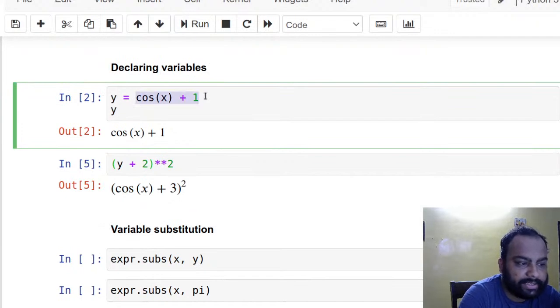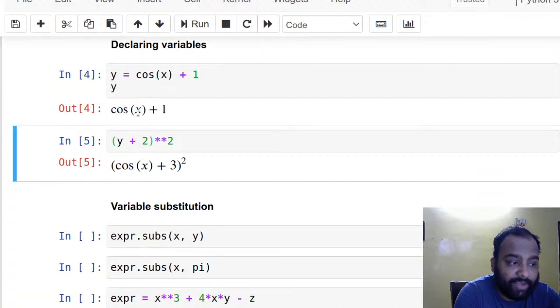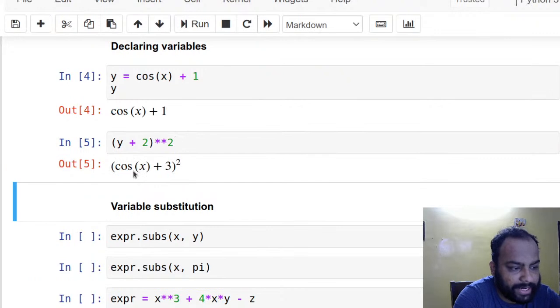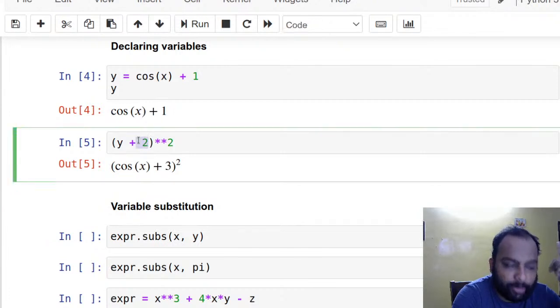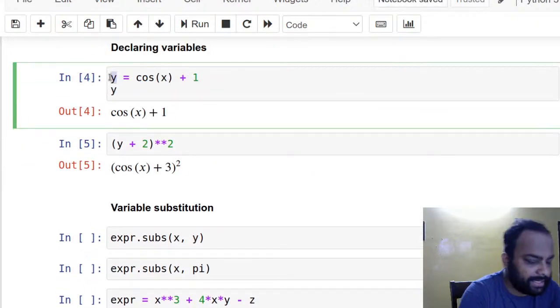So essentially, all these functions and everything are treated as symbols. So y is not being evaluated at a point, but instead y is being assigned to 1 plus cosine x, right? If I say y plus 2 whole square, then y was essentially cosine x plus 1. So we are adding 2 with that, so it becomes cosine x plus 3, and then there is a whole square, right? So instead of writing y, let's say expr.